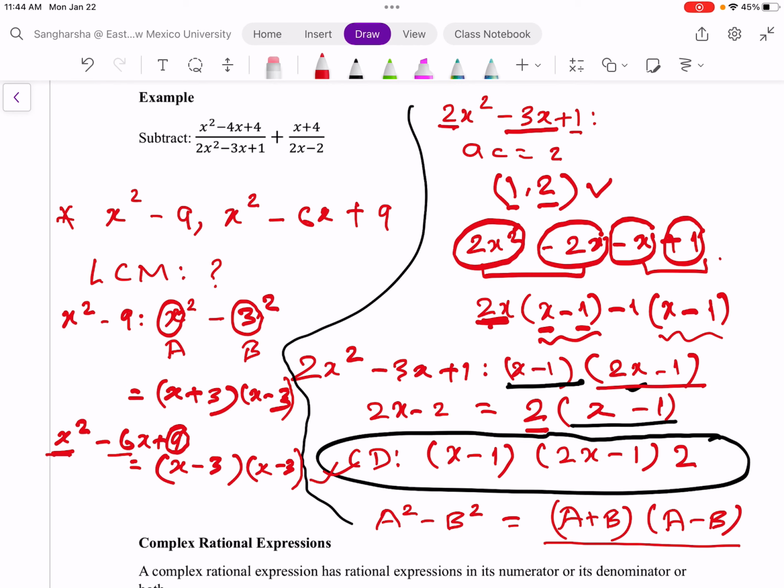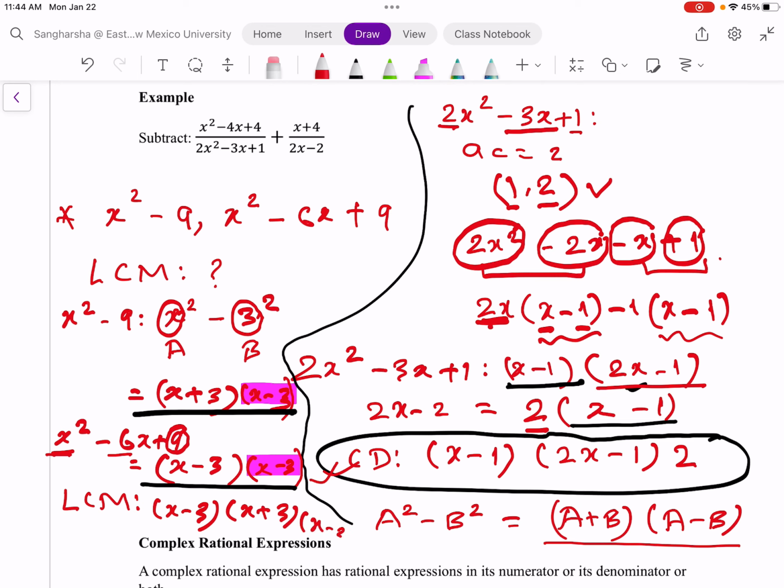Now once you have the factors for each expression, we look for the common. So for least common multiples, do we have any factor common here? So you are comparing these two. Okay, we are looking for the common. Do we have any common factor? X minus 3. Okay, so this x minus 3 and x minus 3 is common, so you write it down once, x minus 3. Now do we have anything else common? No, right? So you write down every remaining factor. So you have x plus 3 from the first, and x minus 3 from the second.